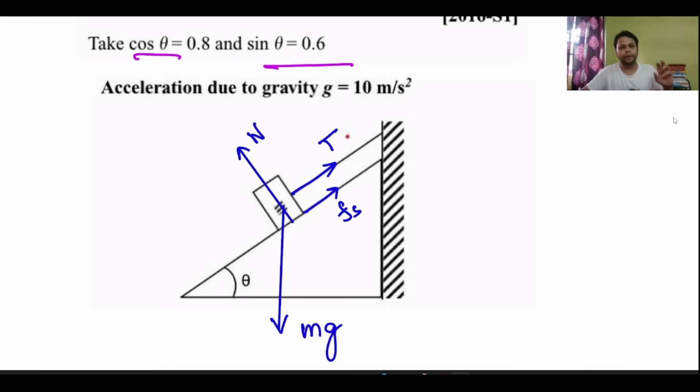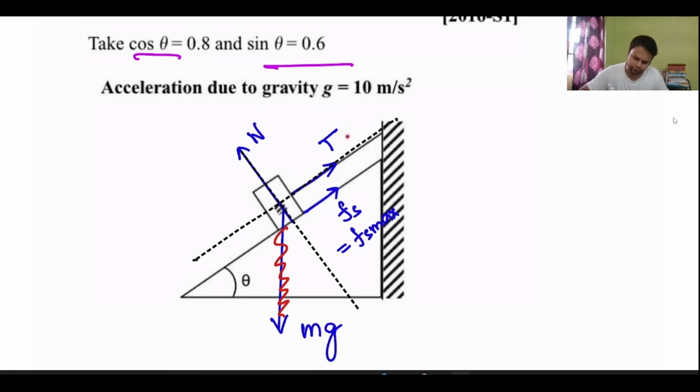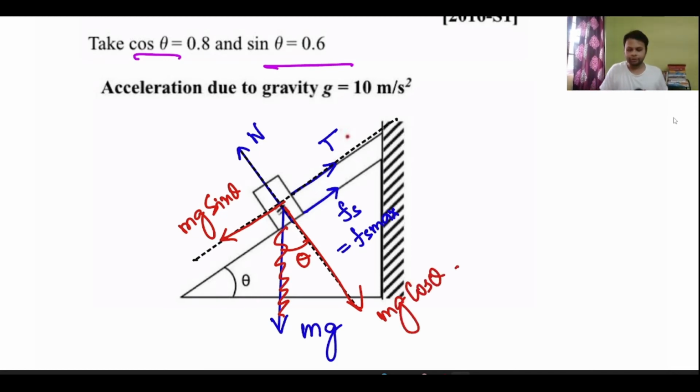Now, since we have to find out the maximum value of M, the case will be of limiting case. So if it is limiting case, I can say Fs is equal to Fs max, maximum static friction, which value is equal to mu into N, right? So now I will resolve mg into two components along the plane and perpendicular to the plane. Let me resolve mg force into two components. So this is mg sine theta component. If this is theta, this angle will be theta, right? So this is mg cos theta. So this is how the FBD of the block will look like.